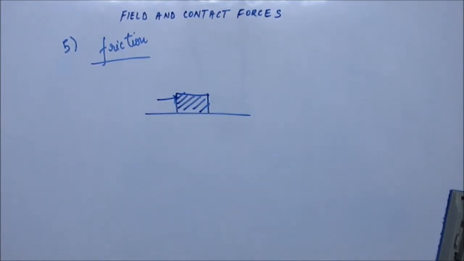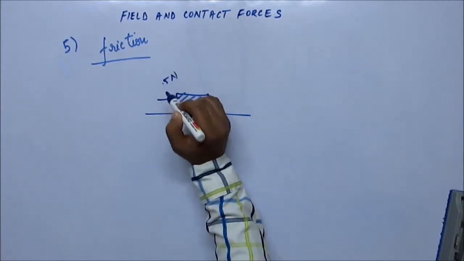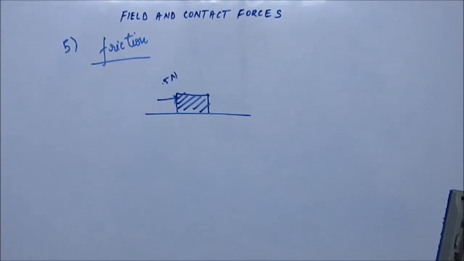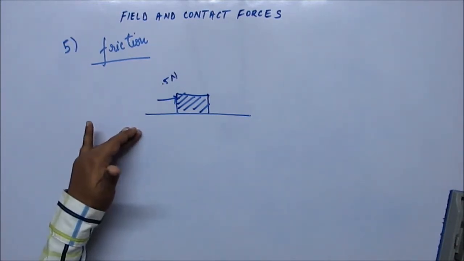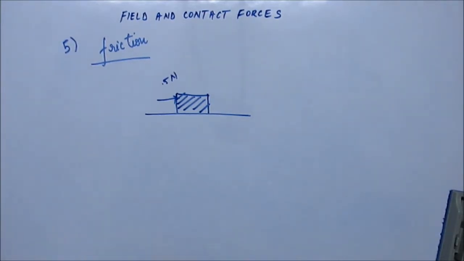The block doesn't move. You are applying some force, but the block doesn't move. Suppose you were applying a force of 0.5 Newton. The block is not moving. Right? Now you increased your force to 1 Newton. The block is still not moving. You have increased your force to 2 Newton. The block is still not moving. 5 Newton, still not moving. 10 Newton, it began to move.